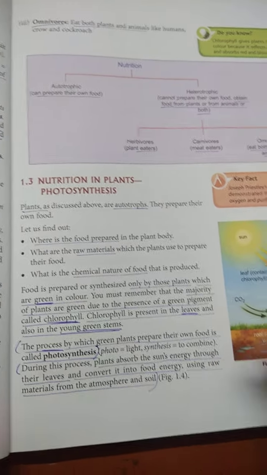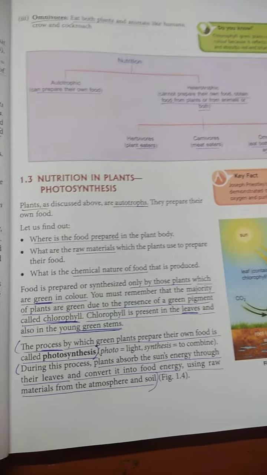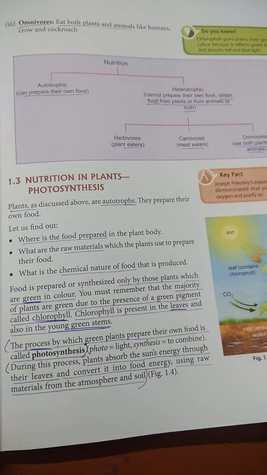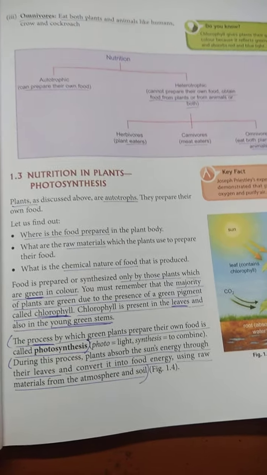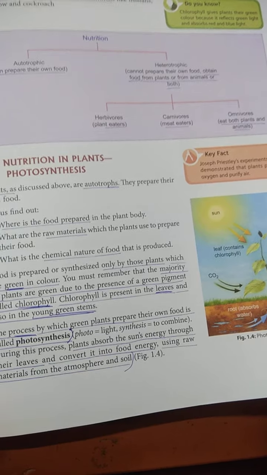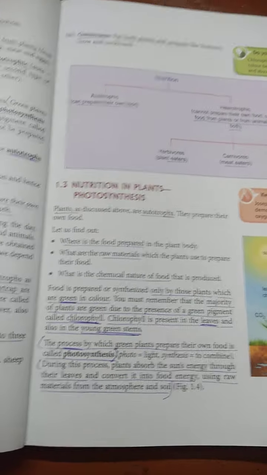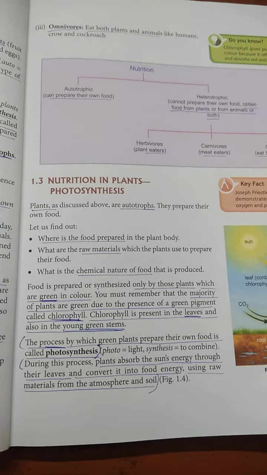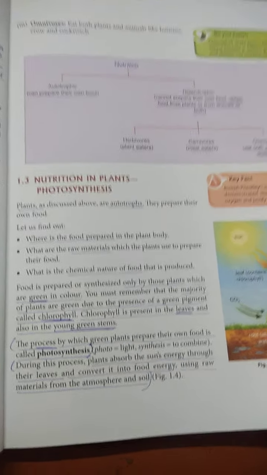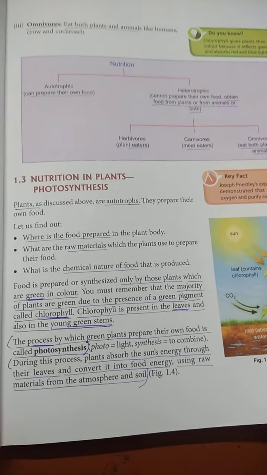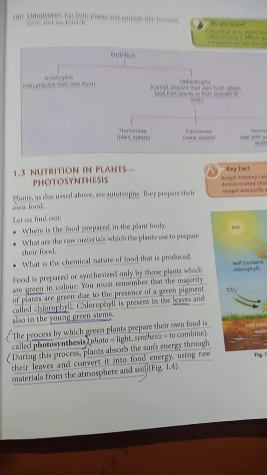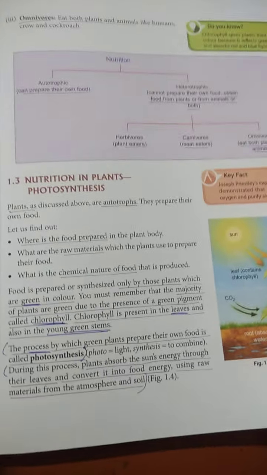During this process, plants absorb the sun's energy through their leaves and convert it into food energy using raw material from the atmosphere and soil. In the process of photosynthesis, the plant absorbs solar energy, and this solar energy is converted into chemical energy and food energy, and lastly it is converted into starch. The type of food produced in the plant body is mostly starch or carbohydrate.